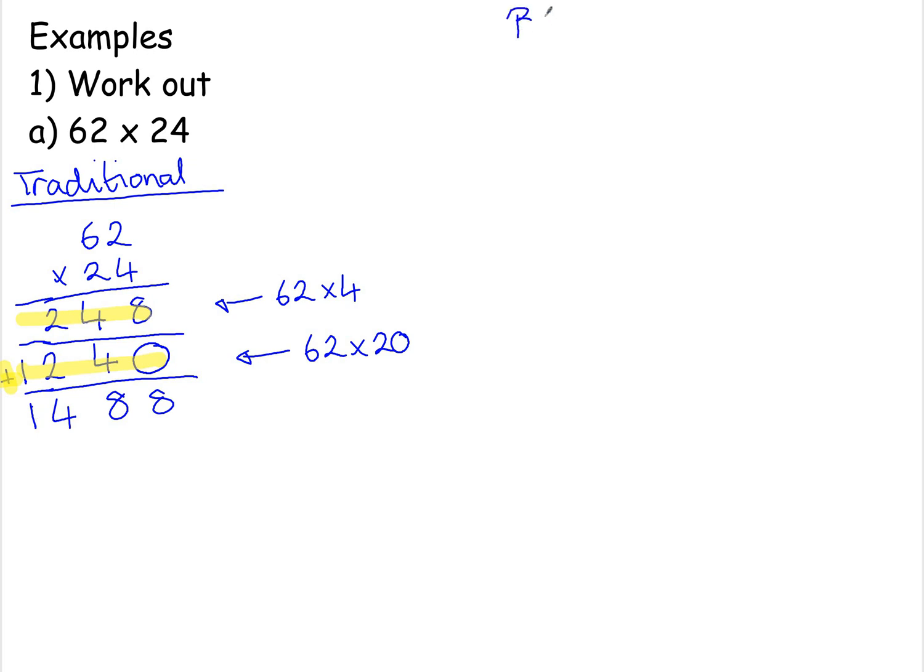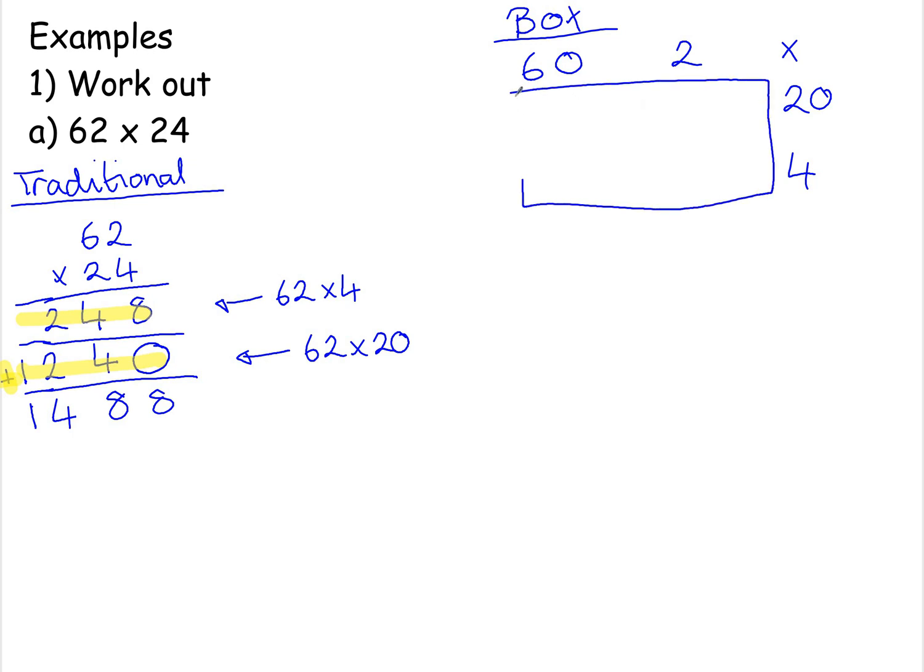Okay, let's look at the box method. So again, we need to split these up: 60 and a 2 multiplied by 24. Remember, each number needs a box each. So we draw a big box. Then we draw these lines. Okay, so this one here is going to be 2 times 20, which is 40. 60 times 20, which is 1200. 2 times 4, which is 8, 60 times 4, which is 240.